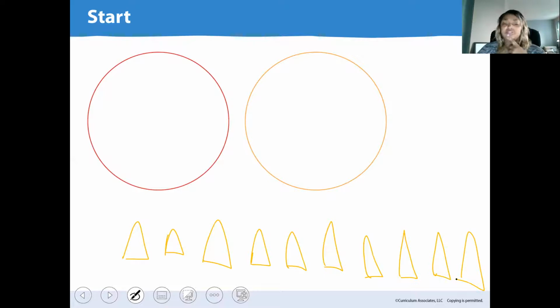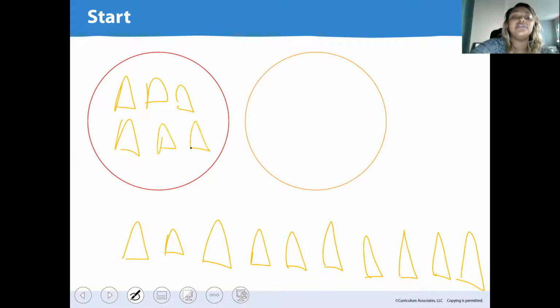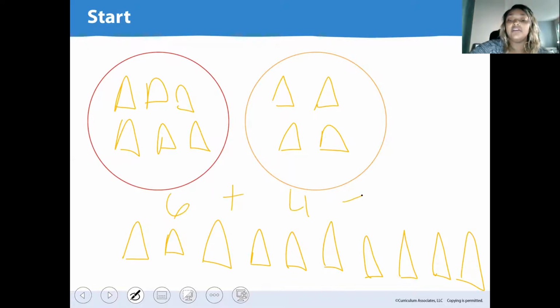One way I could do it is 1, 2, 3, 4, 5, 6. Now I have to count on. I know there's 6 there. What comes after 6? Right. 7, 8, 9, 10. Now we can look at these and we can see that, oh, I have 6 here plus 4 here equals 10.